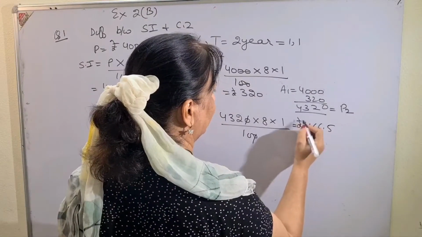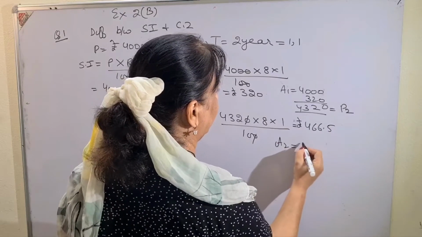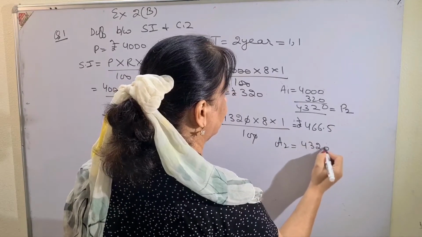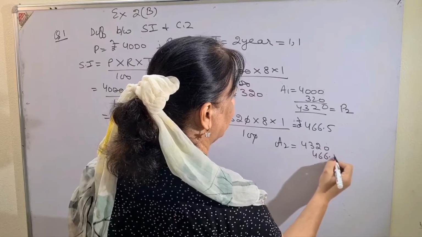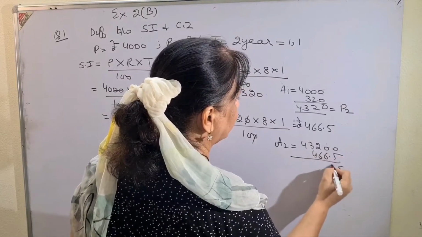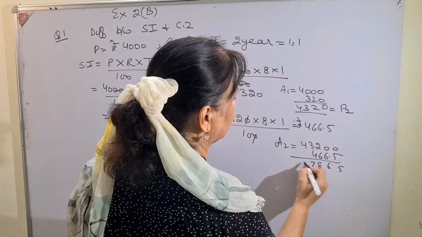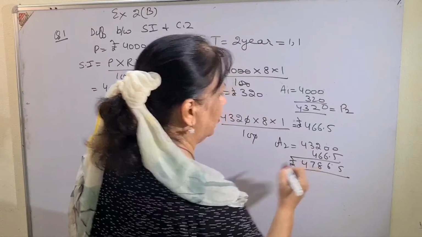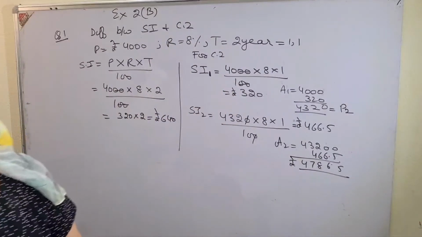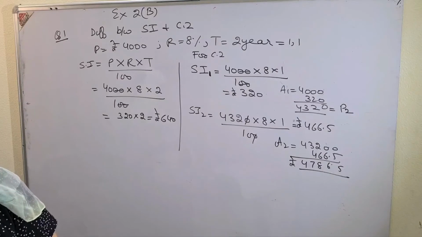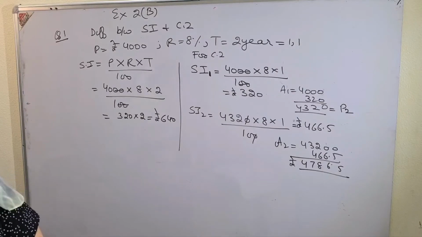Here 466.5 is calculated, and again amount 2 will be 4320 plus 466.5. Adding it, 6, 8, 47. So your amount is 4786.5. Then 466.5, I got the answer. When I add it, this is my SI2.